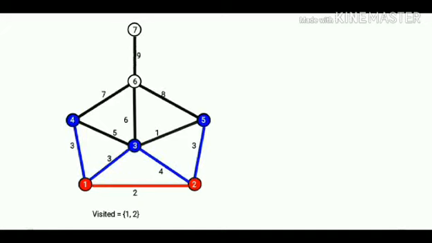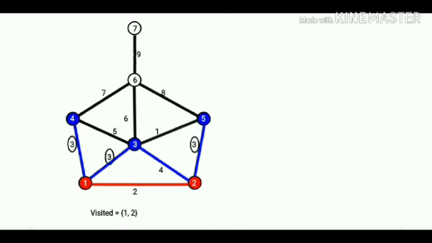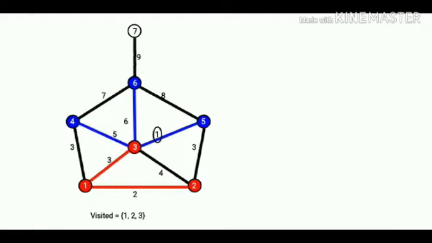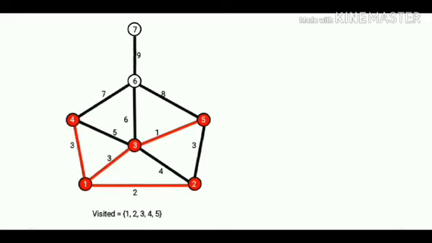Now, look at all the nodes reachable from 1 and 2. They have a weight of 3. I have chosen vertex 3. 3 is now added to the list. Vertices reachable from 3 are 4, 6, and 5. Obviously, edge 1 is the lowest weight. Pick 1 and add 5 to the visited nodes. We'll just continue in this process, each time choosing the smallest edge that connects to an unvisited node.